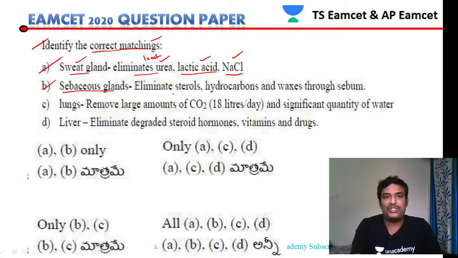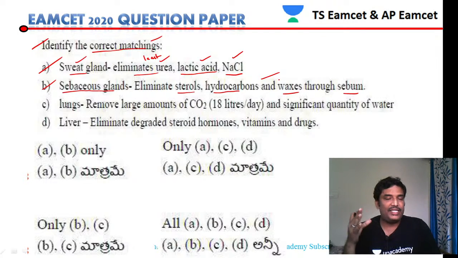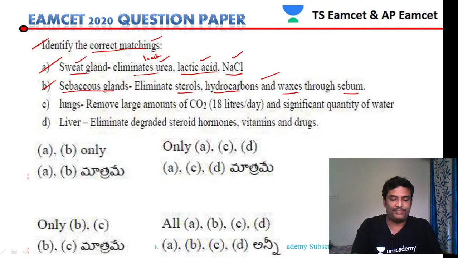What is the sebaceous gland doing? It is eliminating sterols, hydrocarbons and waxes through sebum. So this is also correct. If you remember, some people in their teenage have pimples on their skin. Those pimples are because of excess secretion of the sebaceous glands. In that pimple you have sterols, hydrocarbons and waxes, which darkens our skin afterwards. Sebaceous gland secretion is very high, especially in teenagers.